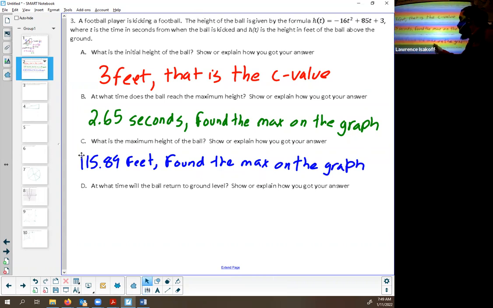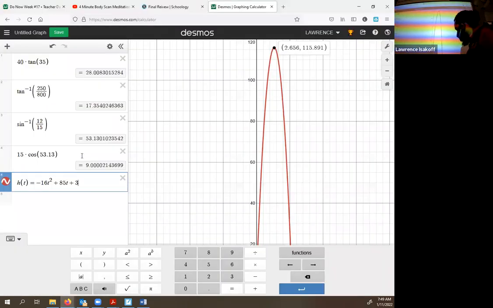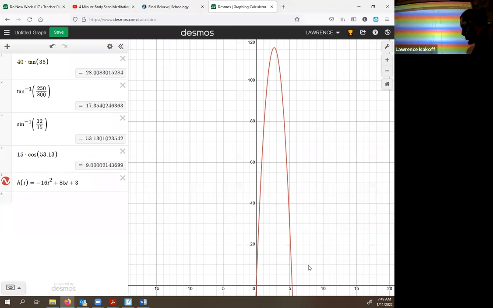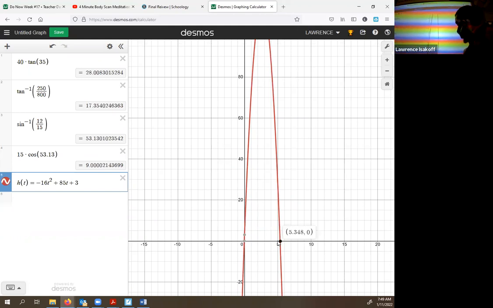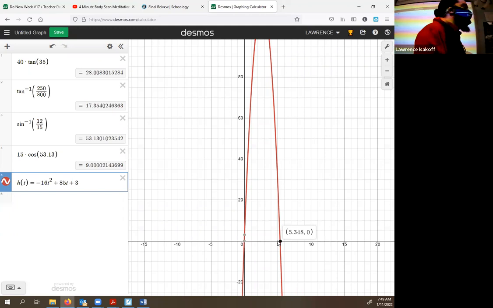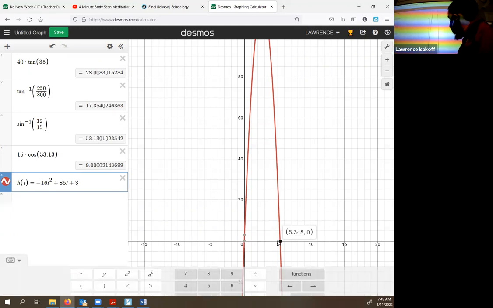Now, let's see, when does the ball reach ground level? So looking at this, the x-axis is where we reach the ground. So all I'm going to do is click on that. I click on this and it gives me a time when we reach the x-axis of 5.35 seconds. So the ball's in the air for just a little more than 5 seconds. So that's a pretty good kick there.